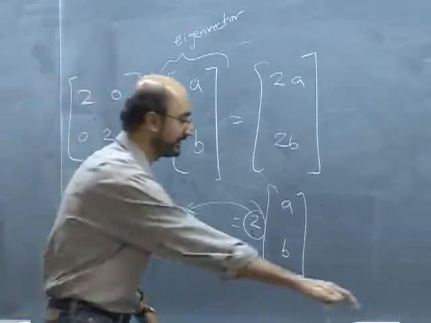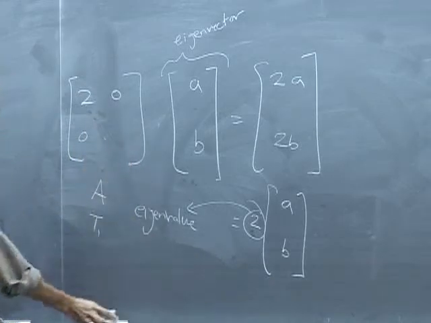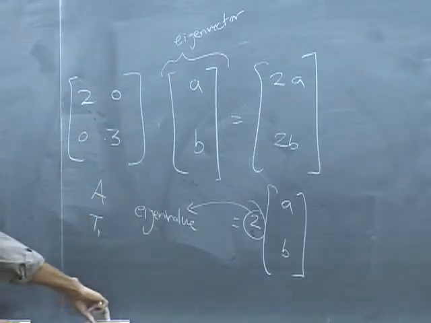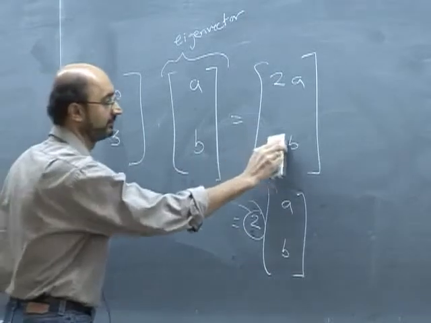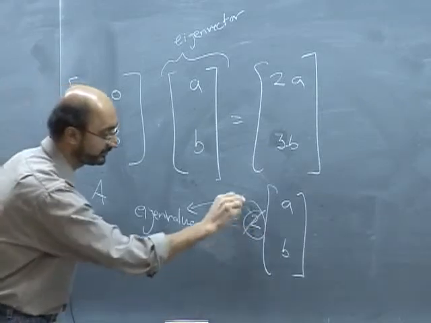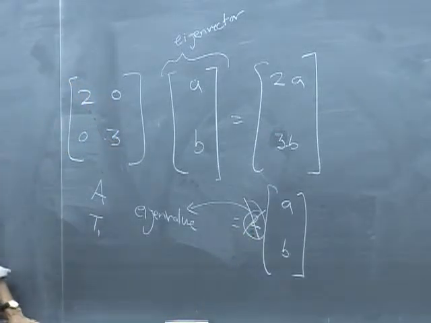But what if I told you the matrix was not 2 0 0 2 but was 2 0 0 3? Now what's going to happen is that we have 2a, 3b over here. So we can't put 2 over here. That's not going to work. So what can we do? Anybody have a suggestion? How do you get an eigenvalue out of this? How do you get a scalar multiple out of this? Compute? No, I want to do it by inspection. I don't want to compute it. It's too much work.